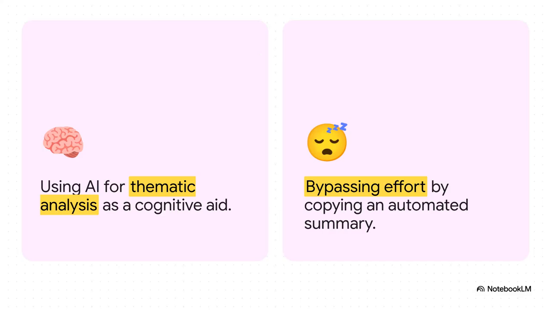Right, so the crucial point here is visualizing this boundary. On one side, using AI for thematic analysis is a brilliant example of a cognitive aid. You're feeding the AI data, you're asking it to help spot patterns or isolate key arguments, but you are still the one doing the heavy analyzing. You're the one synthesizing those themes to draw your own conclusions. But on the flip side, copying a summary outright, that's just bypassing your genuine academic effort entirely.